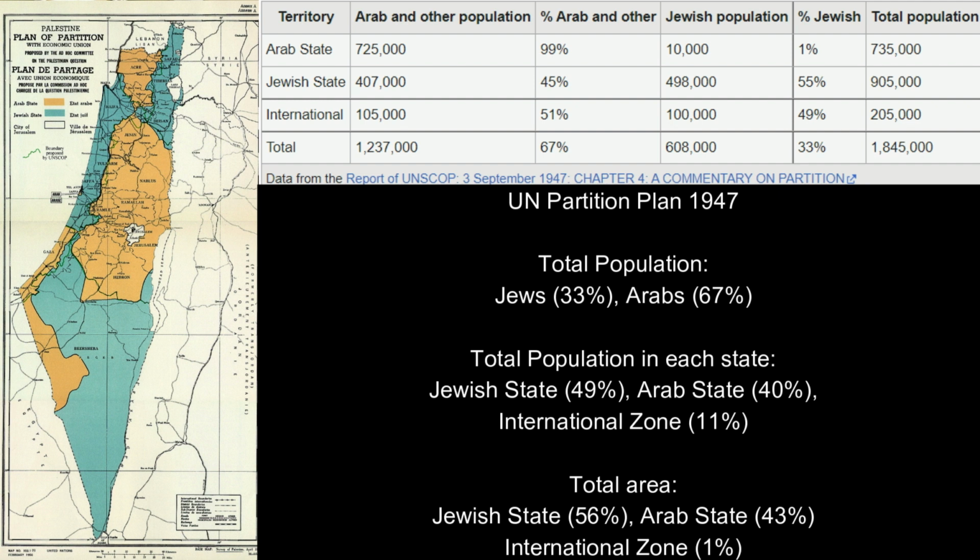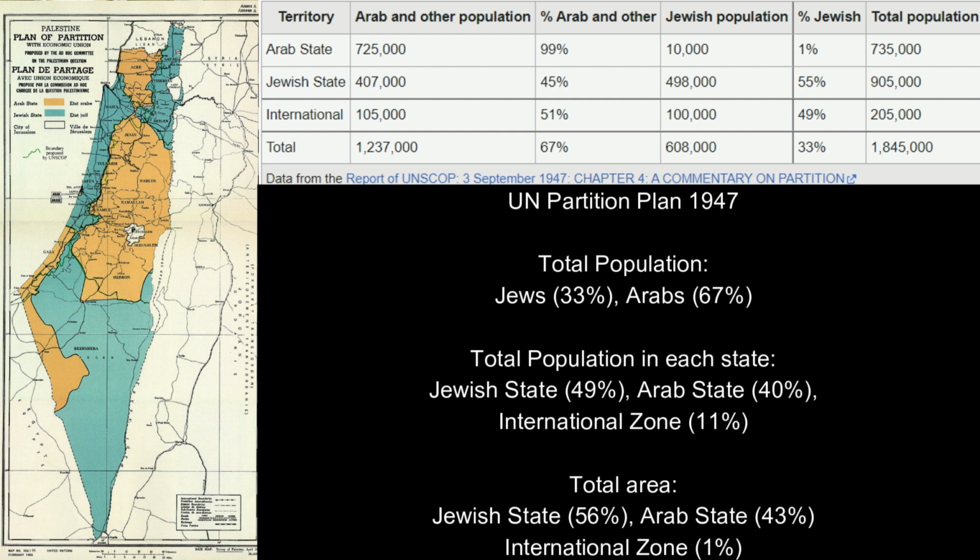So whereas the Jews made up just 33% of the population, now by the UN they were going to be offered 56% of the land, which would include 49% of the population. And within that 56% of the land, 55% of the population there were going to be Jews, and the other 45% were going to be Arabs.